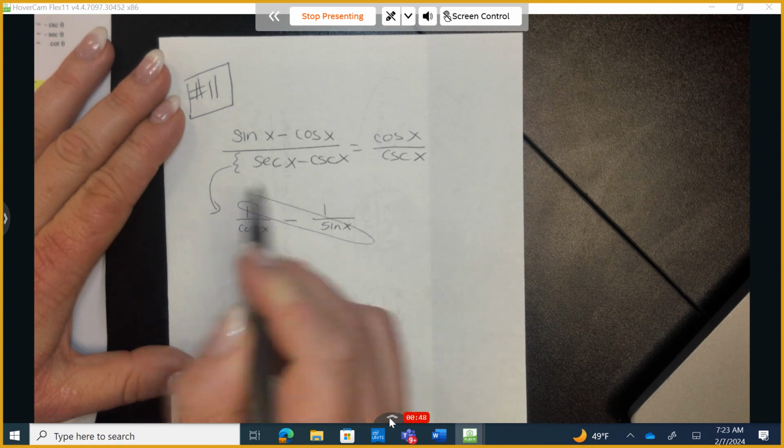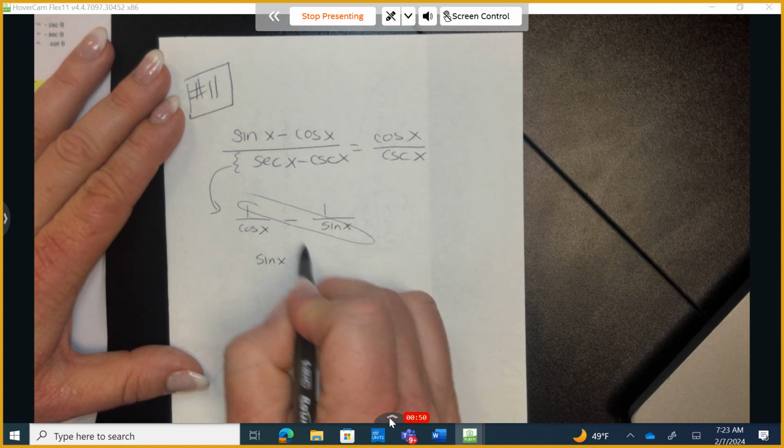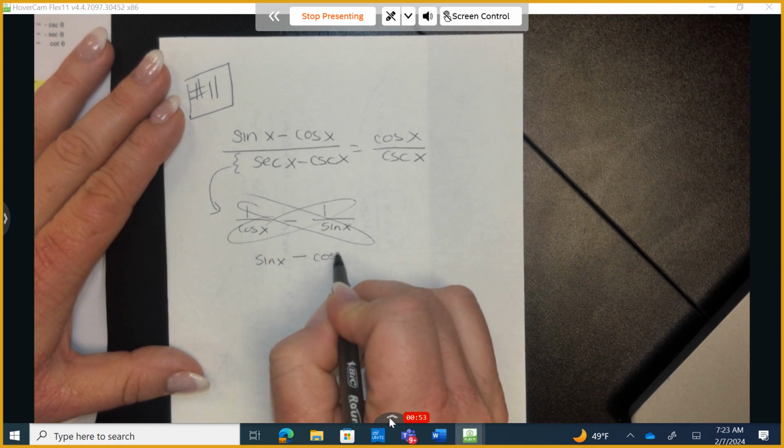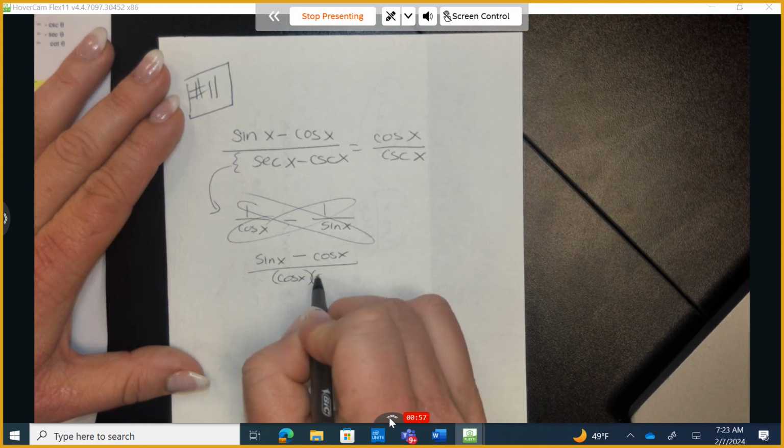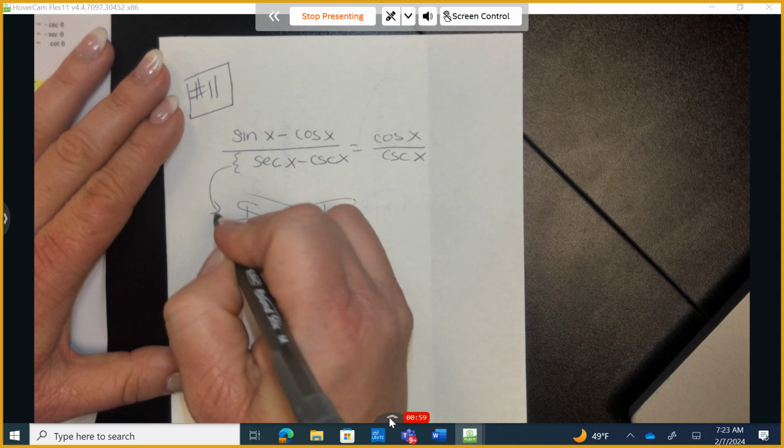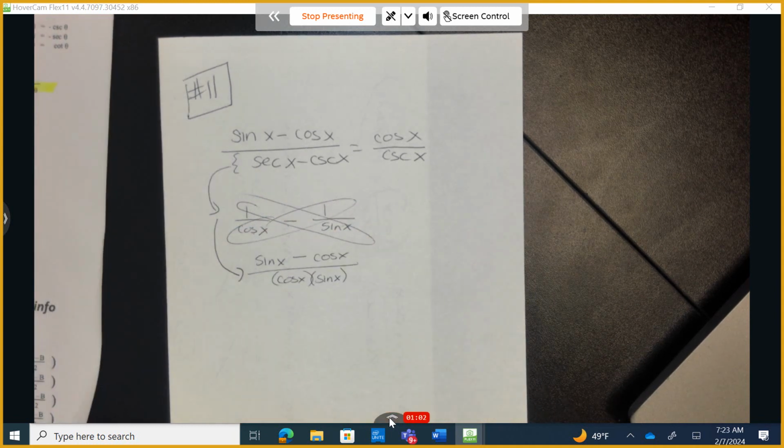Let's butterfly this. We have 1 times sine of x is sine of x. Subtract 1 times cosine of x is cosine of x. And now I push the denominators of the right and the left together. So this is the denominator alone.